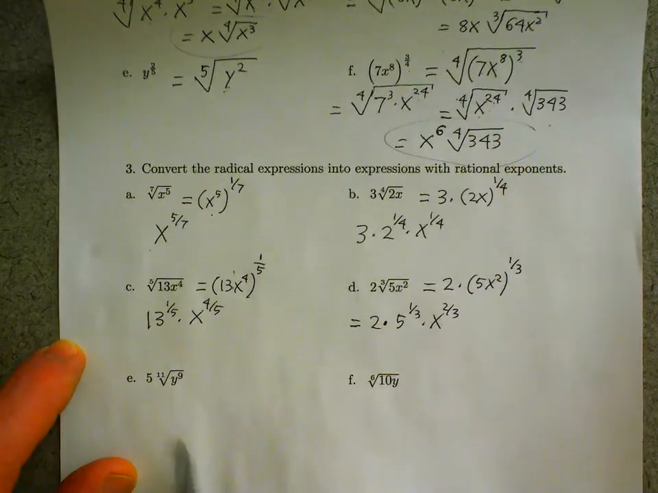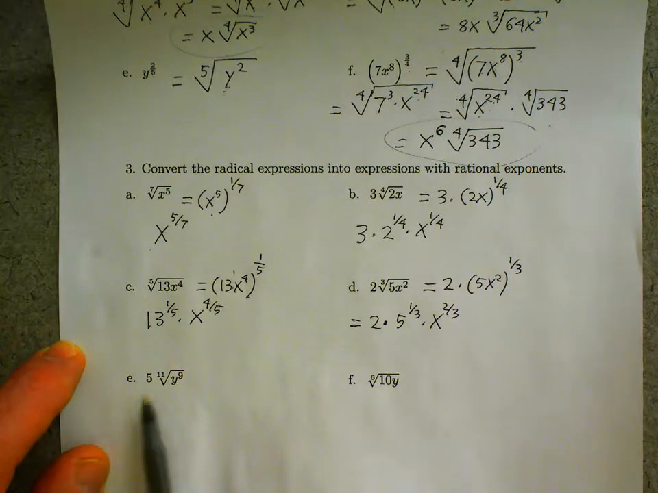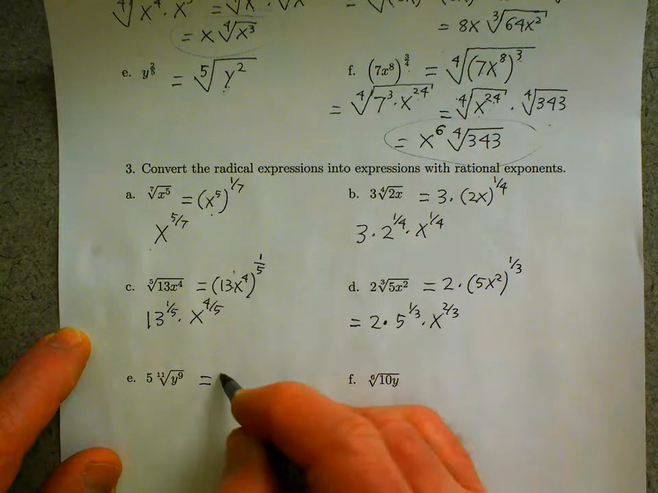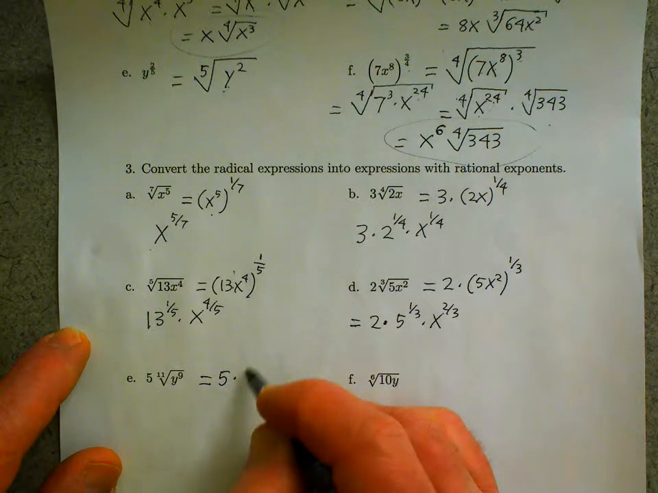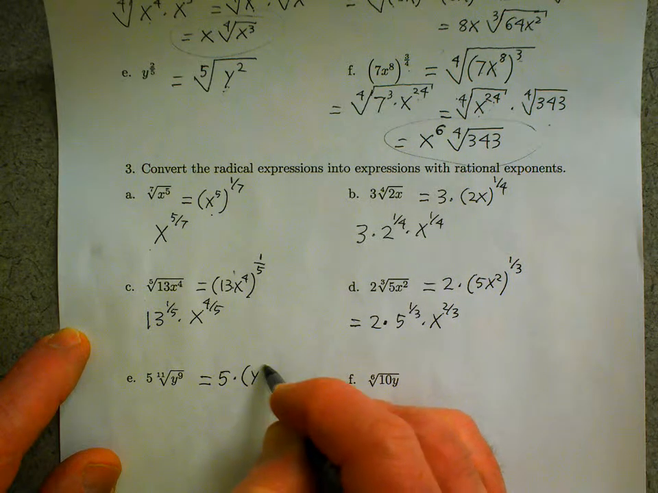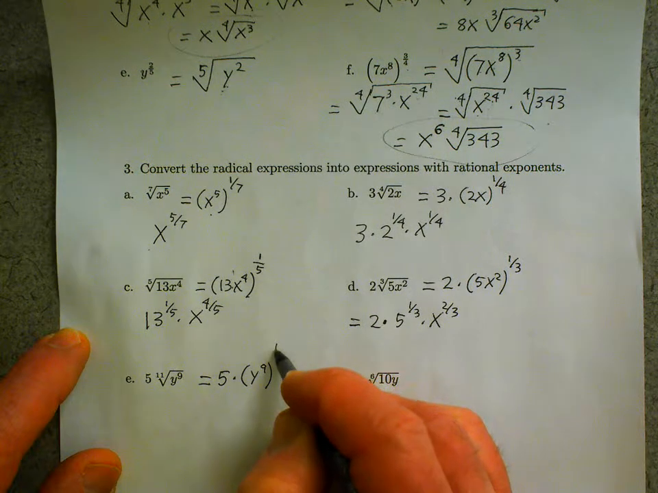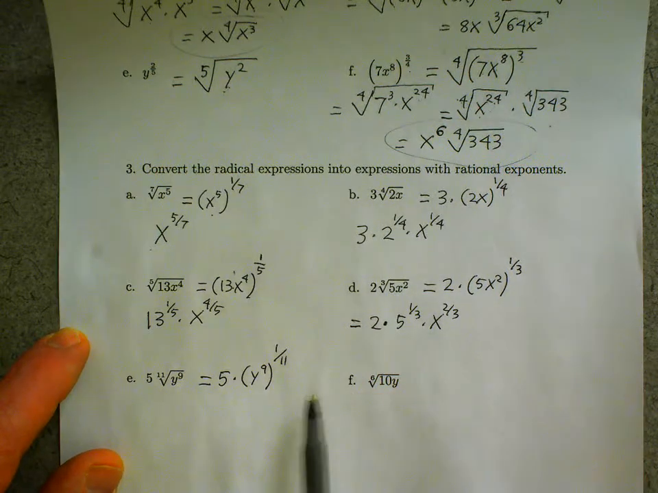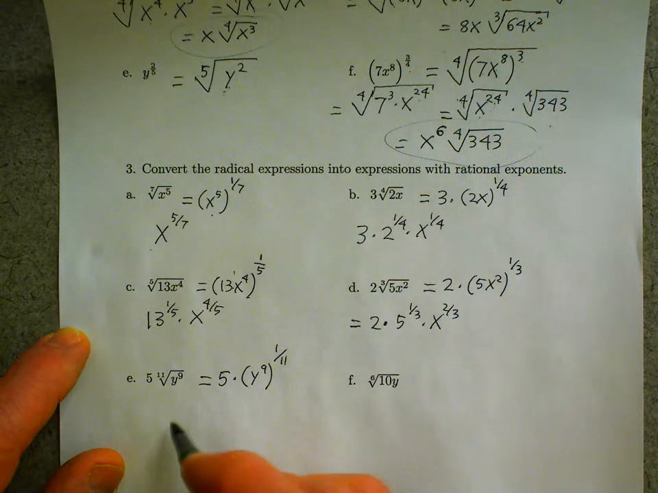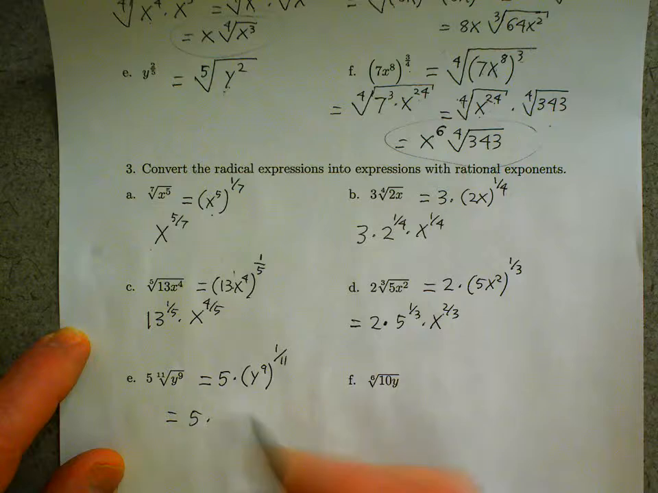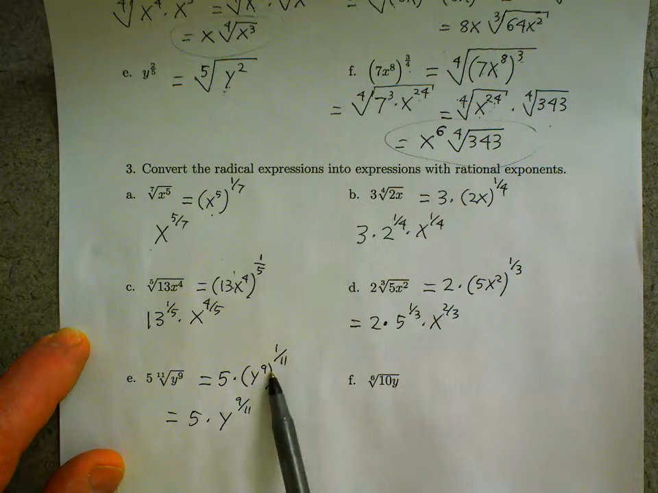Okay, in part E, 5 times the 11th root of y to the 9th. So this is 5 times y to the 9th to the 1/11. And then we get 5 times y to the 9/11. When we multiply 1/11 times 9, we get 9/11.